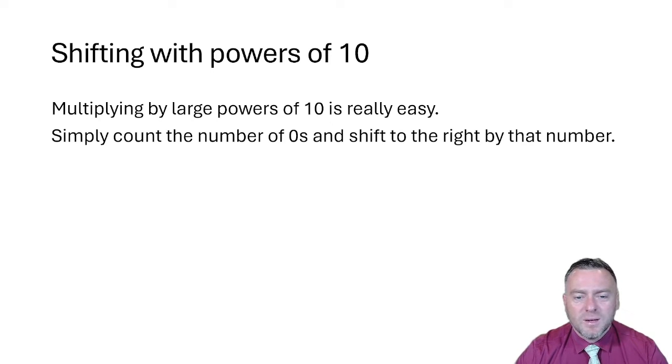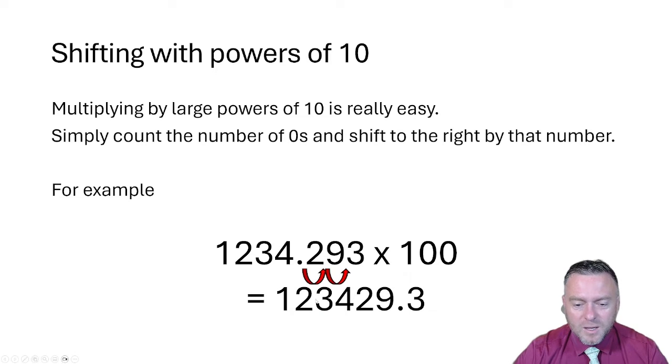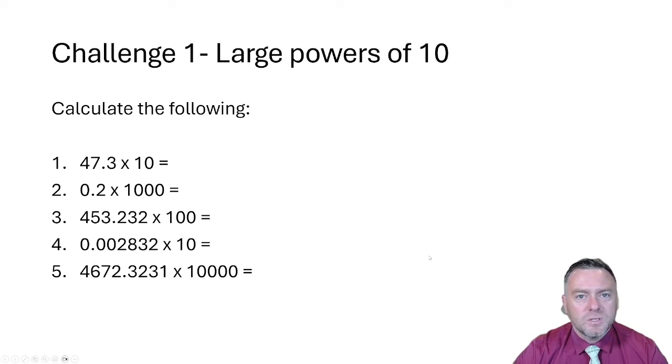If we want to multiply by larger powers of 10, so 10, 100, 1,000, million, all that, we simply count the number of zeros in the number, and then we shift to the right by that number. For example, 1,234.293 times 100: the decimal point's in the middle here, and we just shift it across 2 times. We get 123,429.3. This makes sense because the number is going to get bigger since we're timesing it by 100. So just pause the video and have a go at these ones.